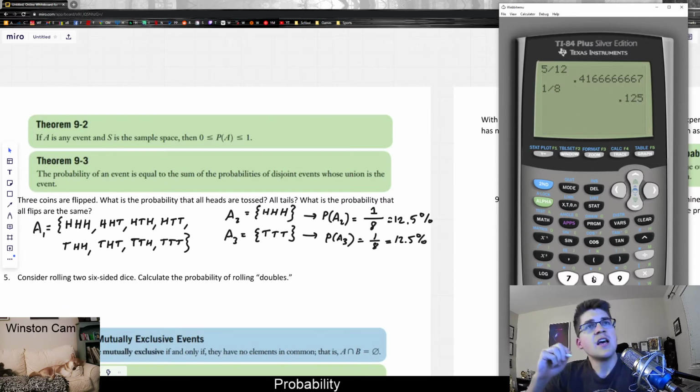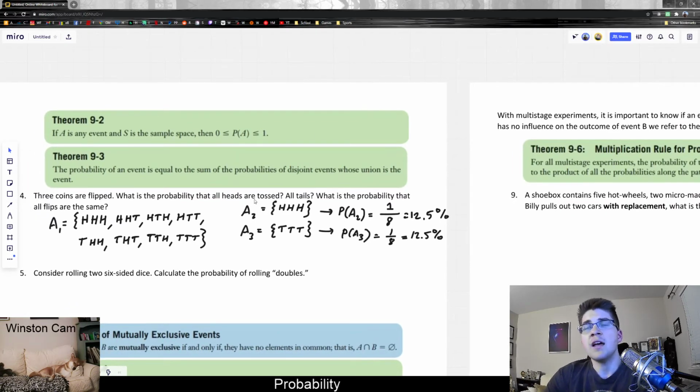The third part says, what is the probability that all flips are the same? That event would be those 2 combined together, or we might say it's the union of A2 and A3: the heads, heads, heads, or tails, tails, tails. And obviously we could use the original principle that it would be the total number of events, 2, divided by the total number of outcomes, 8. So the probability that either one of those could occur is 2 out of 8 or 1/4.